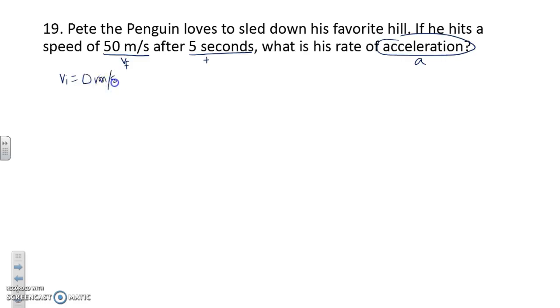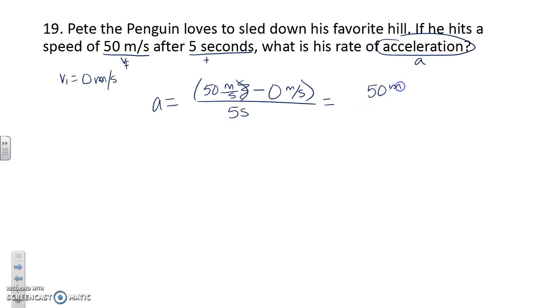Okay, so we're starting at 0. We have VF and we have T, and we're looking for A. So now we plug in 50 meters per second minus 0 meters per second over 5 seconds, and we just solve it. 50 minus 0 is 50 meters per second divided by 5 seconds, and that's going to give us 10 meters per second squared. And that is his acceleration.